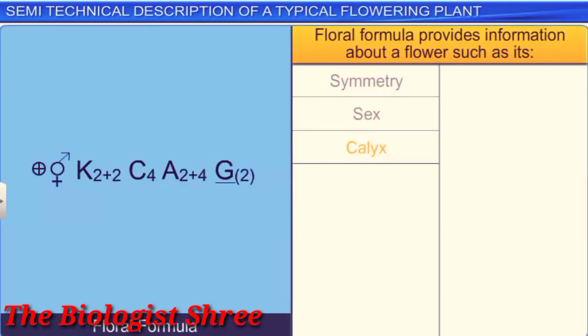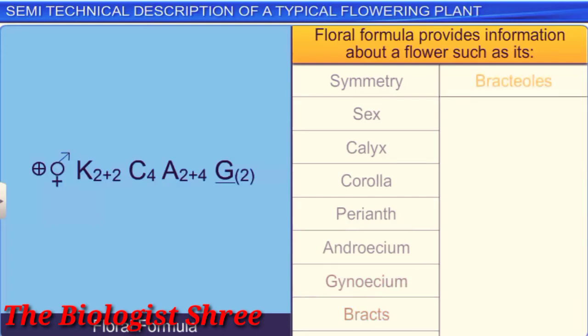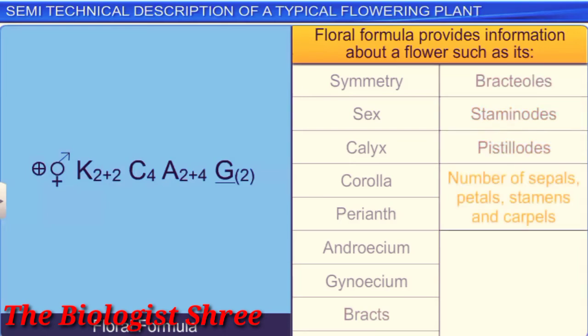calyx, corolla, perianth, androecium, gynoecium, bracts, bracteoles, staminodes, pistilodes, and the number of sepals, petals, stamens, and carpels. The formula also explains cohesion and adhesion within parts of whorls and in between the whorls with the help of symbols.